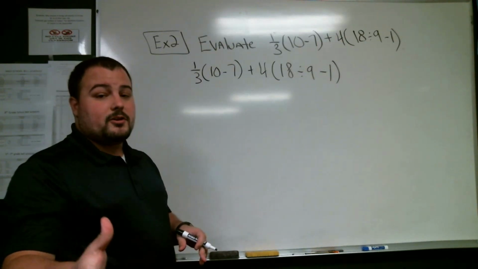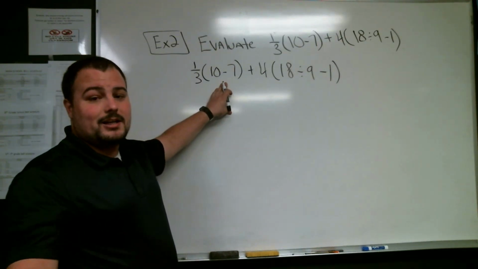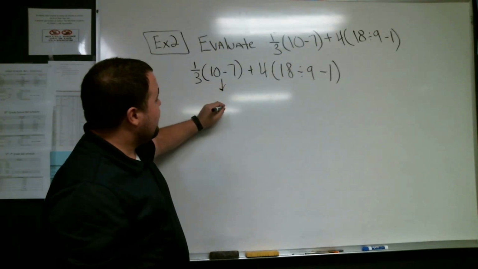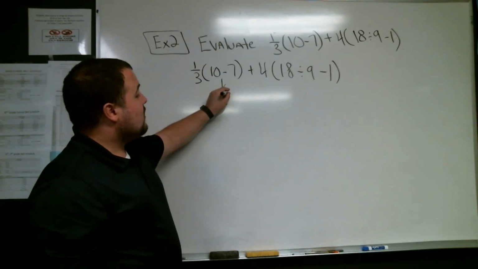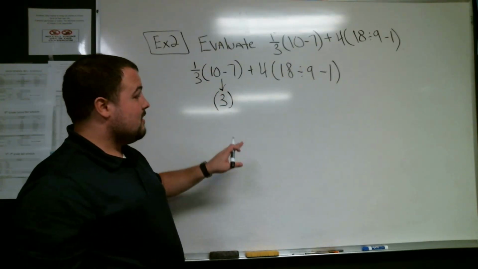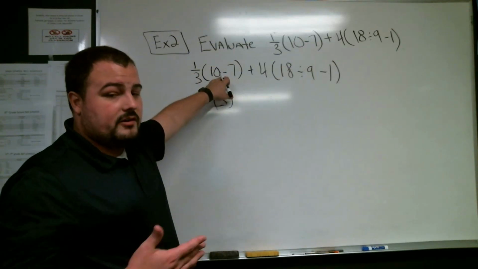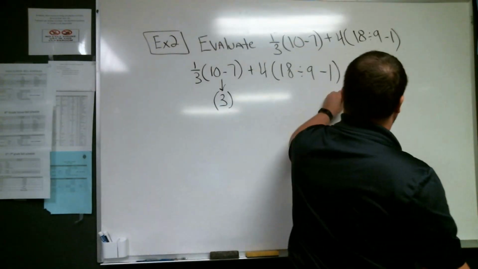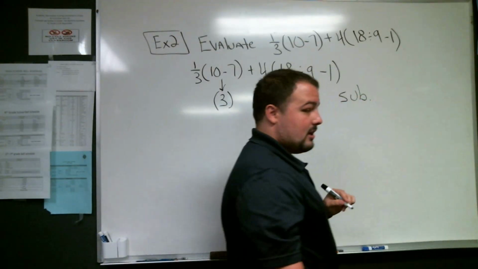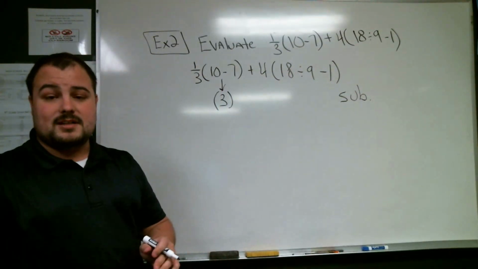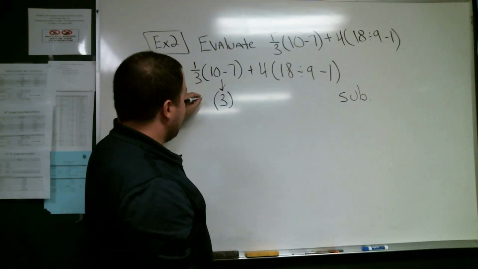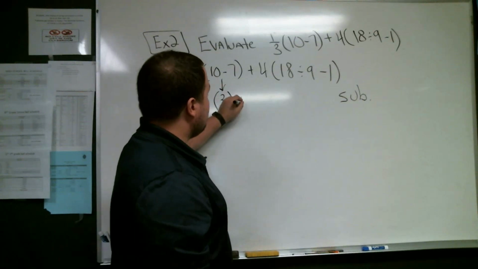So first thing, we look at the parentheses. I have 10 minus 7. I know that answer. 10 minus 7 is 3. So I've solved inside that parentheses. Well, since I took what I know and I replaced it with what it is, that means I did the substitution property. So we write the word sub because that's the property we did. Bring everything else down.